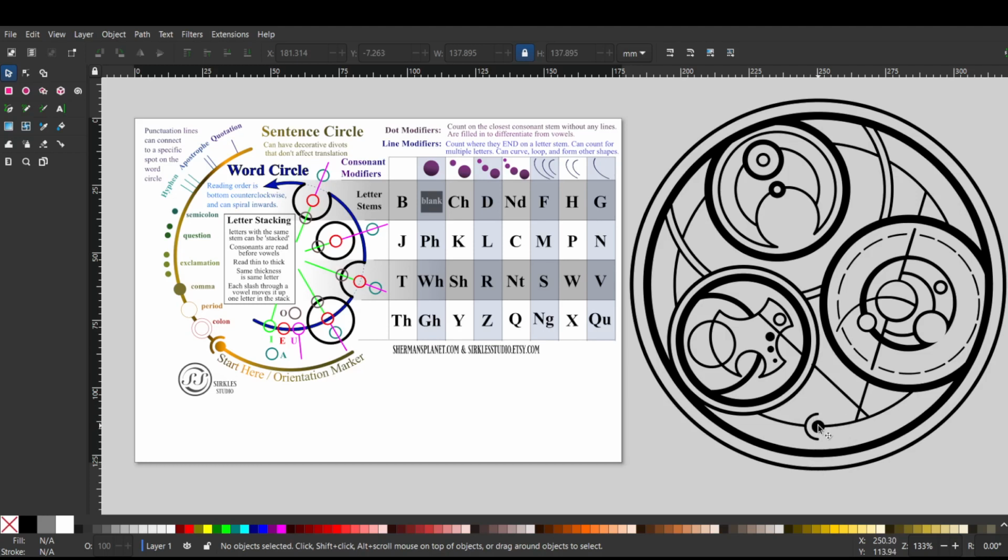So this keeps the orientation straight because you start reading at the bottom and you go counterclockwise, like a time traveler going back in time. So we follow this little line here and hit our first circle, and then the bottom of this circle is here, and that means our first letter is this one.